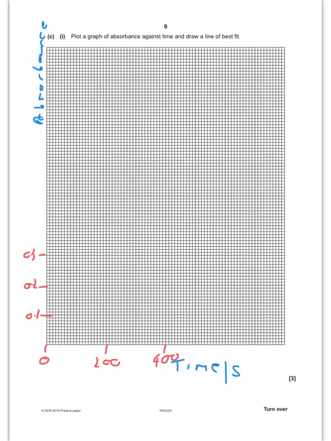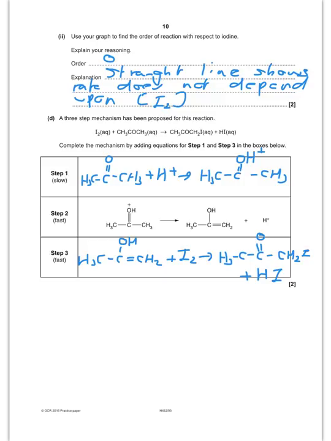So they want to plot the graph, shouldn't be too difficult. You'll get a straight line for that graph. Don't forget to label your axes, and I've given you an approximate scale that you can use. So use your graph to find the order of reaction with respect to iodine. You'll see it's a straight line, and therefore the order is 0, because a straight line shows that the rate doesn't depend on the concentration of I2.